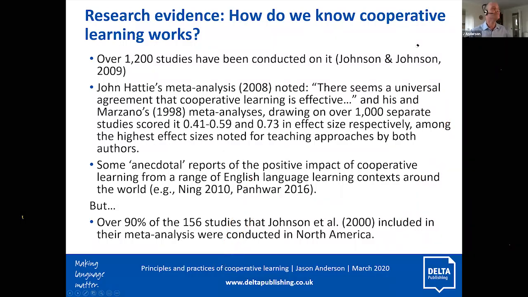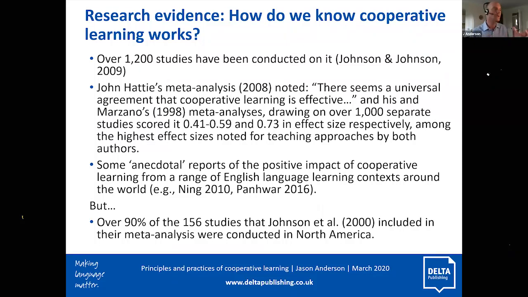Okay, so let's have a look at the research on cooperative learning. Well, there have been a large number of studies conducted on cooperative learning. Johnson & Johnson mentioned over 1,200, and John Hattie supports this as well. In the meta-analyses by Hattie and Marzano, there is fairly universal agreement that cooperative learning is effective. But interestingly, there is evidence as well that in some contexts it doesn't work. So it's important to remember that point I mentioned earlier about always being critical yourself.